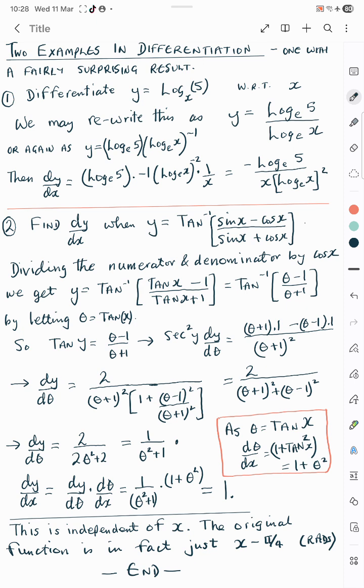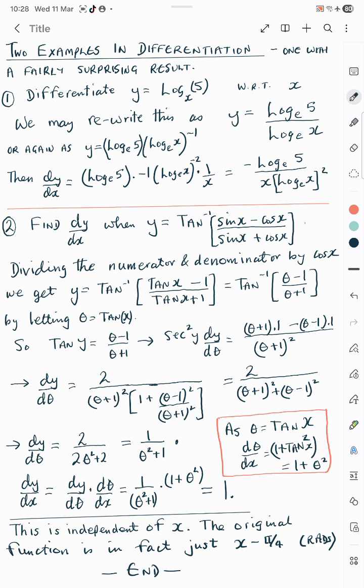So we have dy/d theta equals 2 over (theta plus 1) squared, times the bracket 1 plus (theta minus 1) squared over (theta plus 1) squared. Multiplying out, we get 2 over (theta plus 1) squared plus (theta minus 1) squared. And then, further simplifying, we get dy/d theta equals 2 over (2 theta squared plus 2), which equals 1 over (theta squared plus 1).